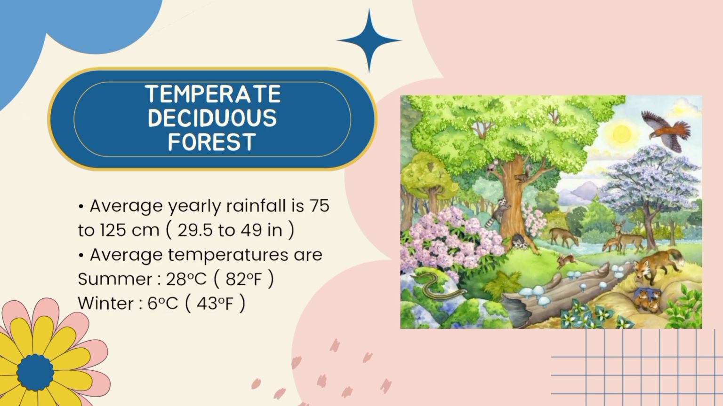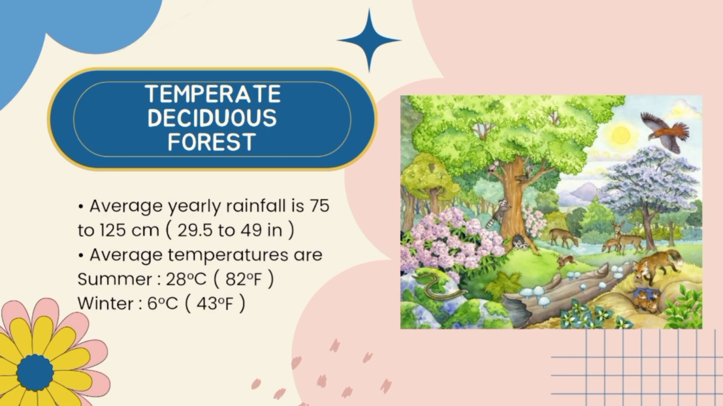Now let's have a look at the first biome that we have listed, which is the temperate deciduous forest. The first few things to note about the temperate deciduous forest is that its average yearly rainfall is around 75 to 125 centimeters, which is 29.5 to 49 inches, and the average temperature during the summer is 28 degrees Celsius, which is 82 degrees Fahrenheit.